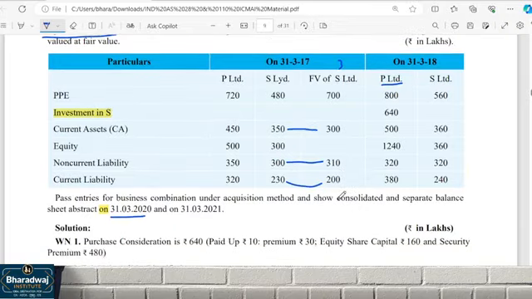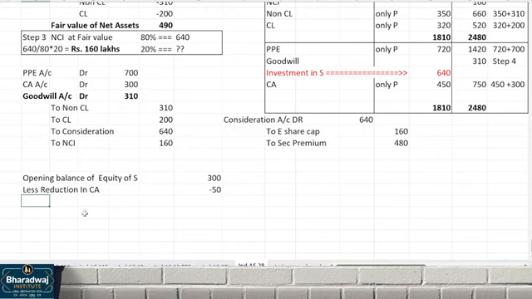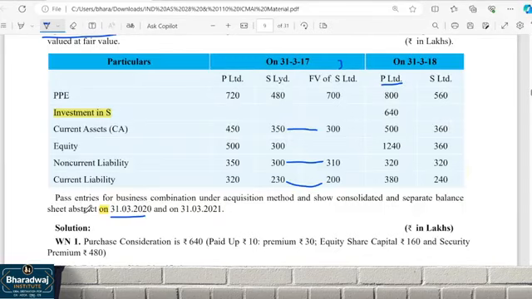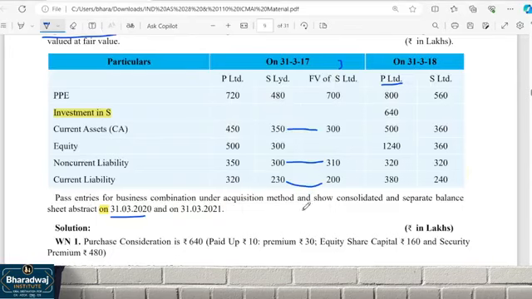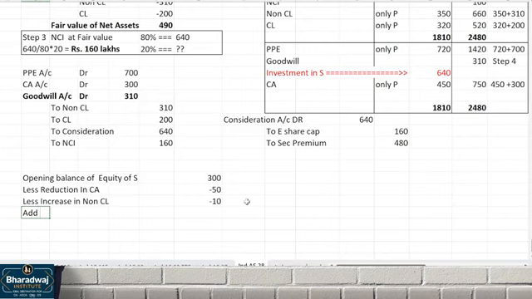How much is the non-current liability? 300 to 310, isn't it? So is it an increase or a reduction? Less increase in which one? Non-current liability is 10. Then how much has the current liability changed? Add back. Decrease in which one? Current liability is 30. So what is the net opening balance?